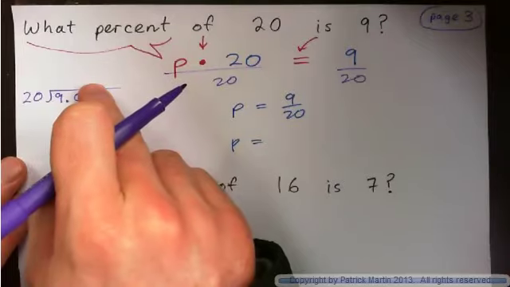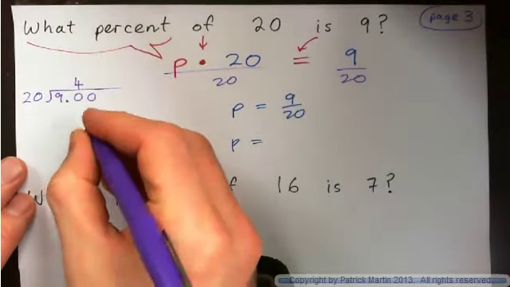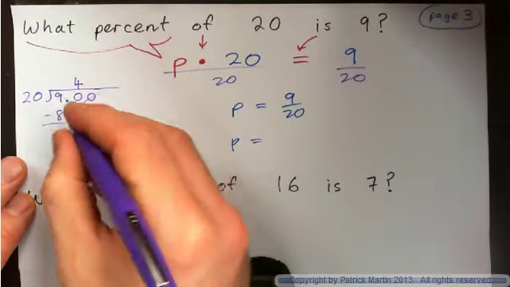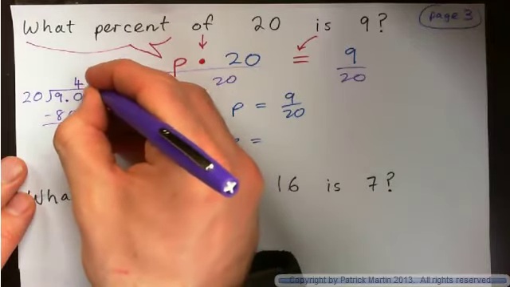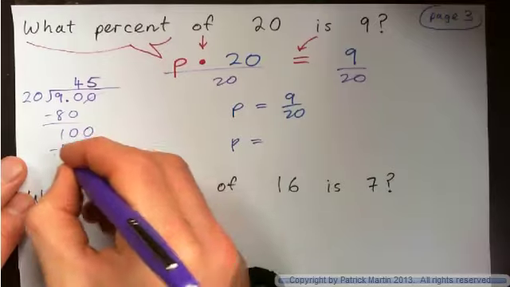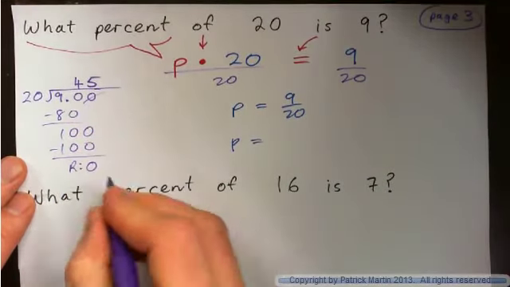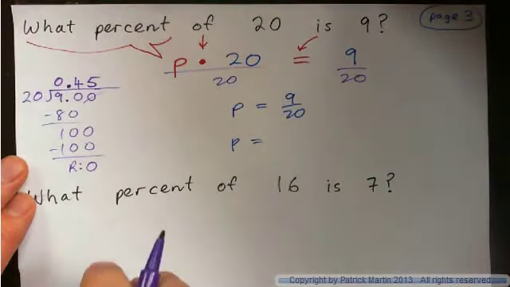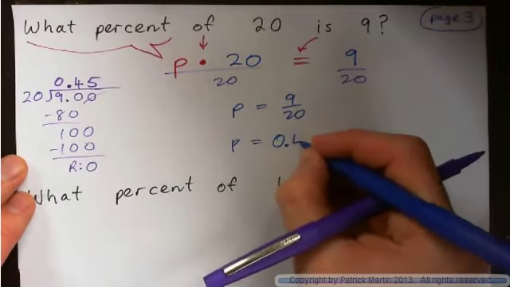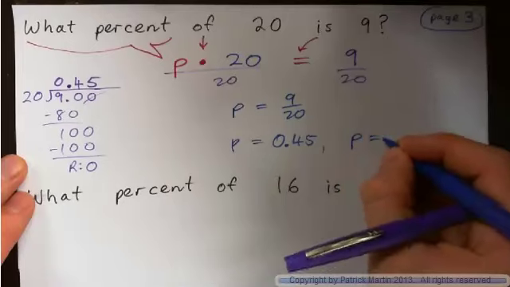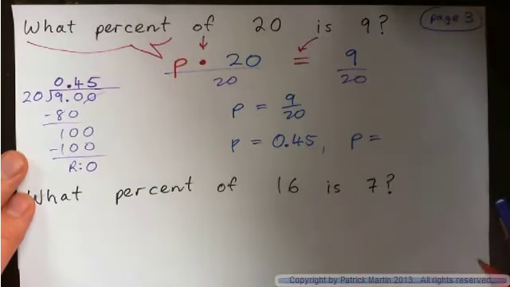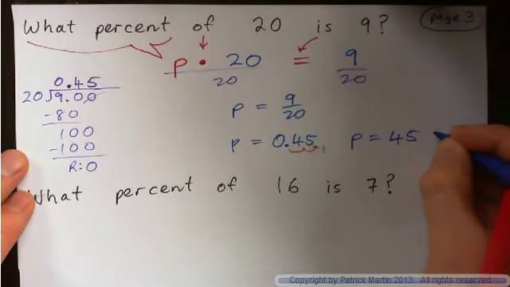20 into 90, 4 times 20 is 80. Subtract, I get 10. Bring down a 0. 20 into 100. 5 times 20 is 100. Subtract, and remainder 0. Okay, remainder 0. And this decimal point needs to be above here. So I get 0.45. So I've turned it into a decimal, 0.45. And now, of course, the answer has to be in percent form. So you've got to turn that decimal into a percent. So move the decimal point 2 spaces to the right, and we get 45%.